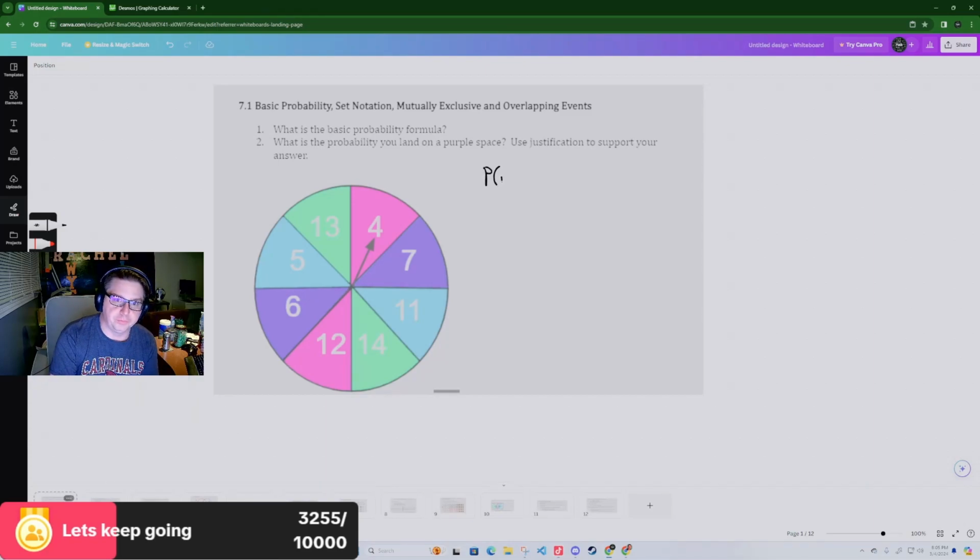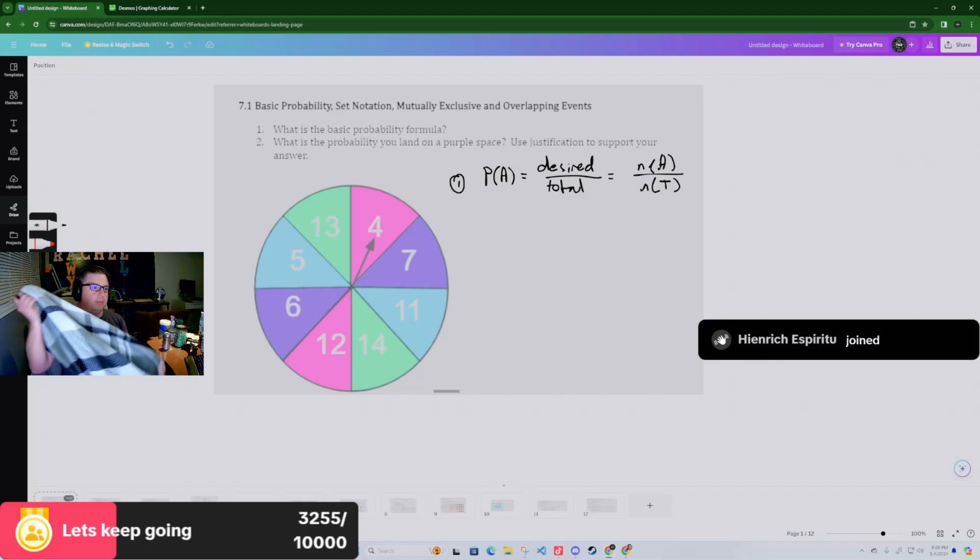So once again, we are going to look at desired over total. That is our probability. So basic probability problem, number one, we are going to do desired over total, which means the number of A situations over the number of total situations will get you the probability that you're looking for. So no matter what the problem's asking you, that should be your thought process for any probability problem.